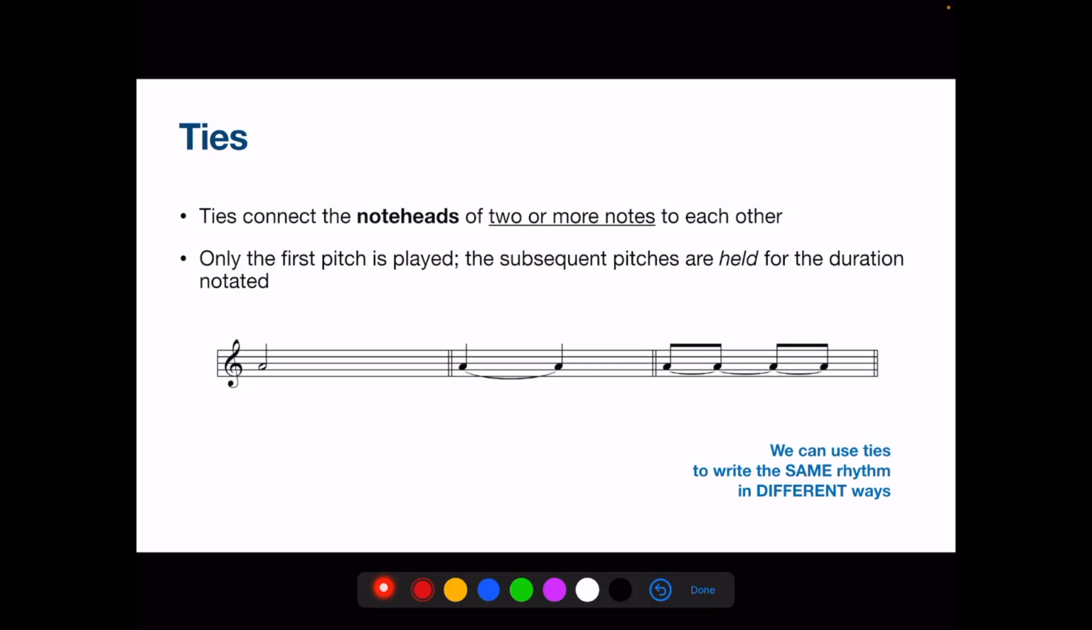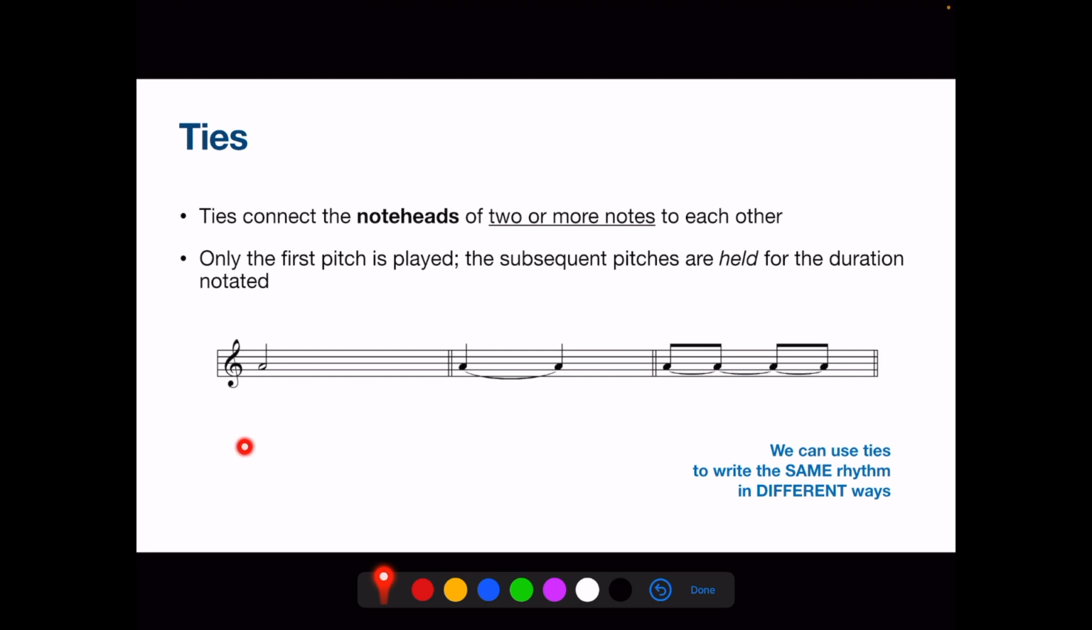Now we're going to talk about ties. Ties are very, very powerful tools because we can use ties to connect two completely different kinds of notes and then make them this one long note. Okay, so a tie is basically this curvy line that connects the two note heads, and we can use it to connect 2 notes or more than 2 notes. So in this example here, you can see that we have 1 tie, 2 ties, 3 ties. So one thing that you have to know is that only the first pitch is played. You will hear the attack here, but the second one is just held through, so we don't play it again.